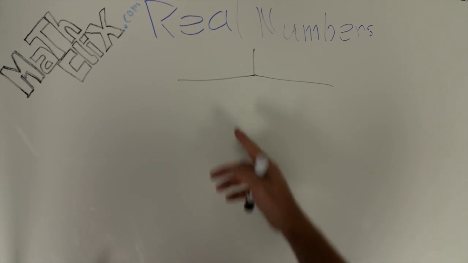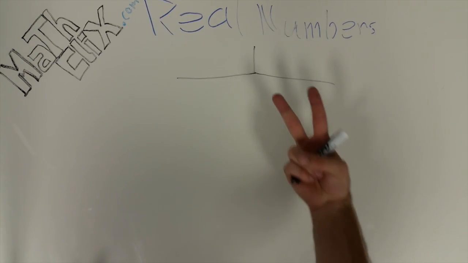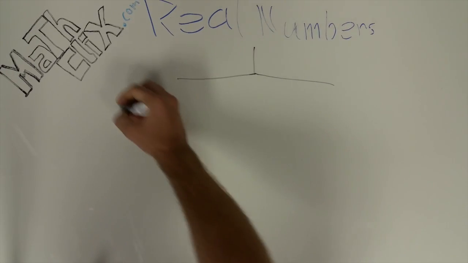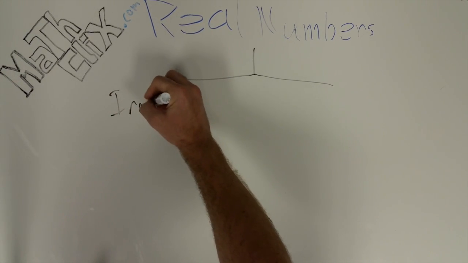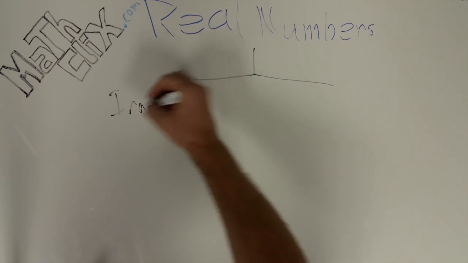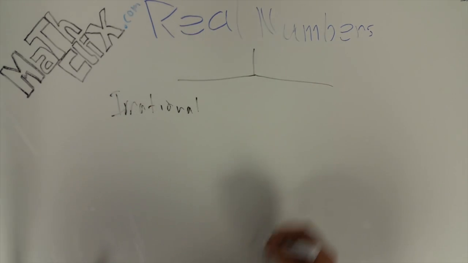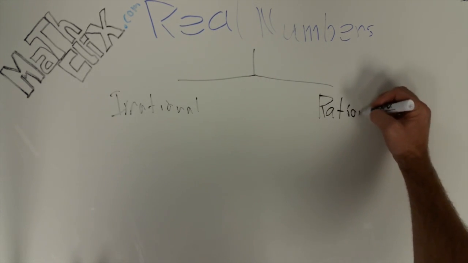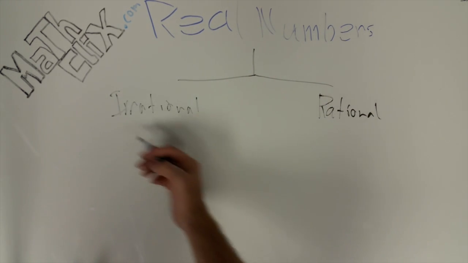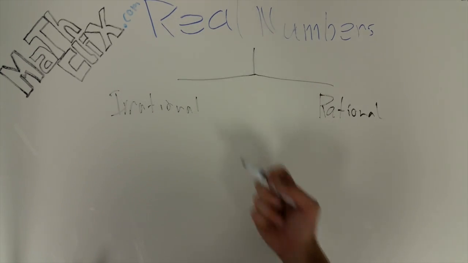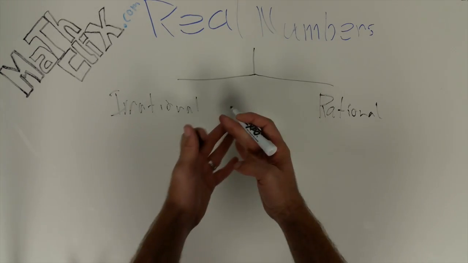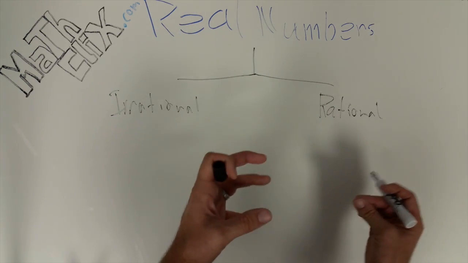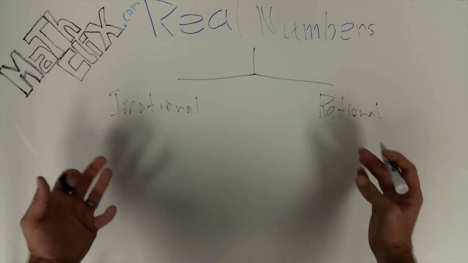Real numbers can be broken down into two main categories. That's irrational numbers and rational. What is an irrational number? Well, an irrational number is a number that goes on forever with no discernible pattern or repeatable block of numbers.